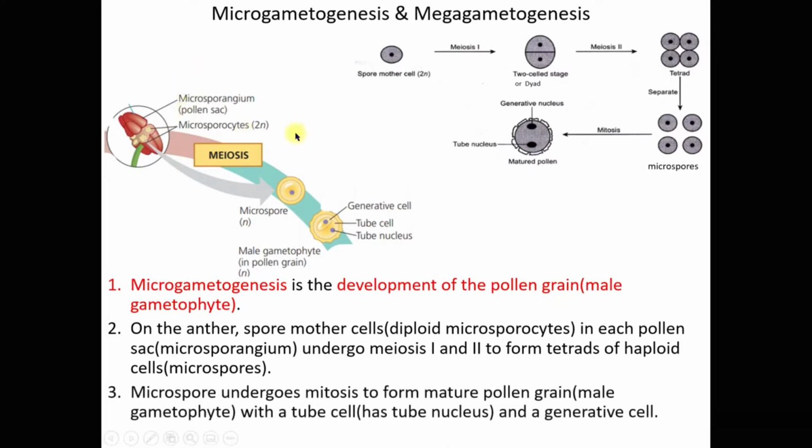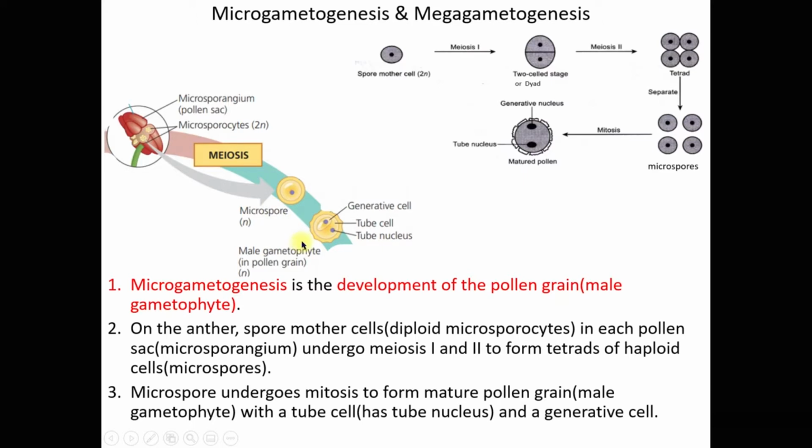Next, what happened to this haploid microspore? Please recall there are 4 haploid microspores. Each one of these haploid microspores will undergo mitosis to form a mature pollen grain, also known as the male gametophyte.